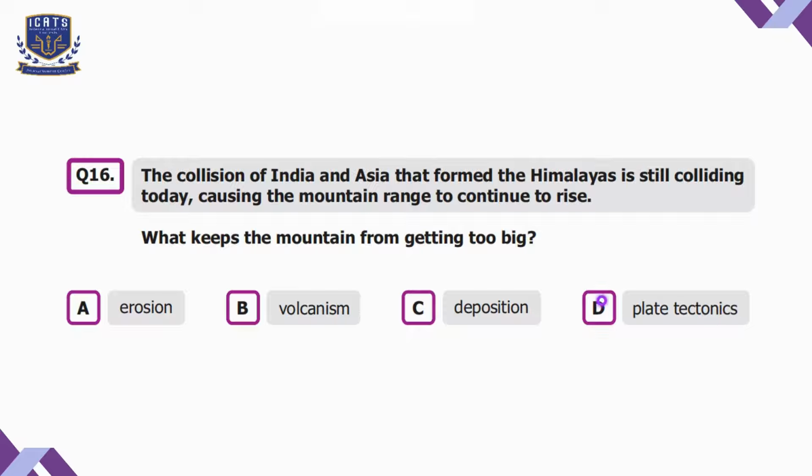So think of the Himalayas as a big pile of salt that you are building with your hands. So your hands pushing together are like the tectonic plates and they keep pushing the mountains taller. But as you build it higher, rain, water, and ice wash and blow the salt away from the top and sides. This is called erosion. So even though the plates are pushing the mountains up, erosion is constantly wearing them down. So this stops the mountains from getting too big. So we will select option A here, erosion.